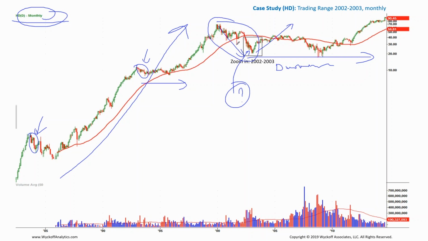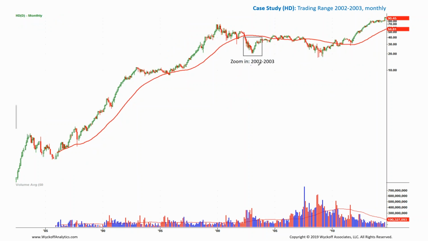And we're going to look into the daily chart right here. Then we're going to look into this area, and then this area, and this area right here. And you will see how the leadership characteristics are actually starting to change. So let's look first into the range of 2002, 2003.